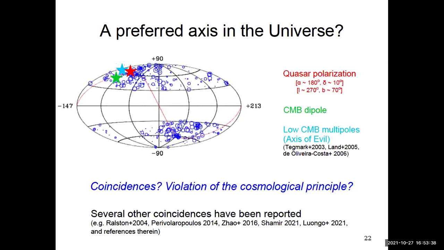Finally, since we suspect that there is an axis, we can compare to other positions in the sky. This is the quasar polarization axis, let's say, which corresponds to the most significant position of the alignment. We compare it to the CMB dipole and also to the so-called axis of Hubble, which was defined some time ago. And we see that they are all in the same part of the sky. So is it a coincidence, or does it really indicate some violation of the cosmological principle? The question is clearly open.